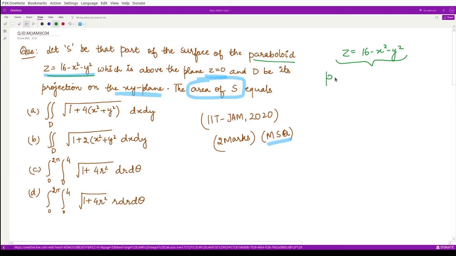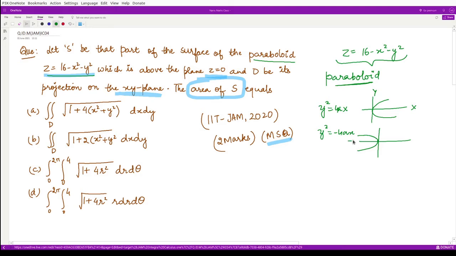What is a paraboloid? A paraboloid is the 3D version of a parabola, right? So if we consider the general case, the parabola that we already know, y square is equal to 4ax. This is the horizontal parabola, where this is the x-axis, this is the y-axis. If you take y square is equal to minus 4ax, this is the horizontal parabola, but its direction is reversed in the negative x direction, right? This is the minus x-axis, this is the positive x-axis, having center at origin.